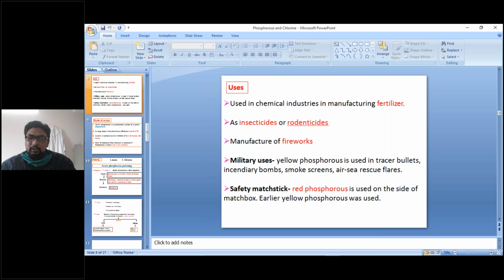Tracer bullets, we know that whenever a soldier fires, it will leave a tail at the back and then it will glow. The bullet or the cartridge will glow at the tail end, and then the soldier can know at what point the target has been hit, and then he can change the next target by looking at this white glow at the back of this bullet or cartridge. So it is called a tracer bullet. We can trace the pathway of the bullet with the use of this yellow phosphorus.